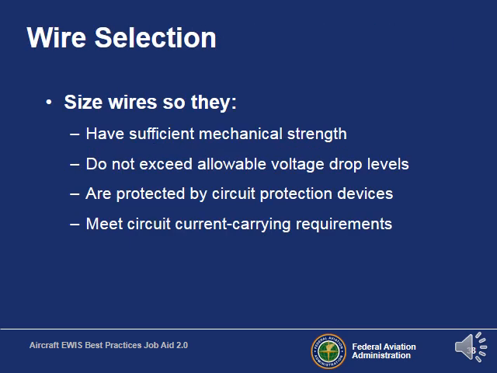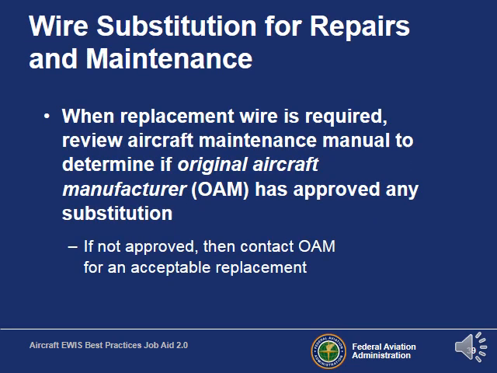Wires should be sized so that they have sufficient mechanical strength. Now, it's probably not going to be up to you to decide what size wire to install. The IPC should designate when you have to make a repair what specific wire to use. But make sure that you are following the directions of the IPC and the AMM. It might be necessary to replace the wire or substitute the wire, but the manufacturer has to give permission and approve any substitution.